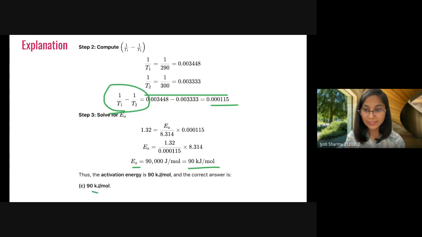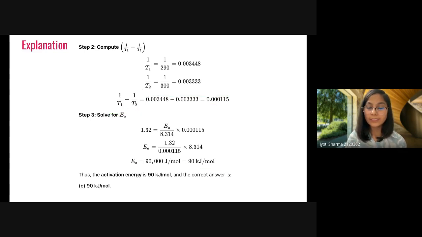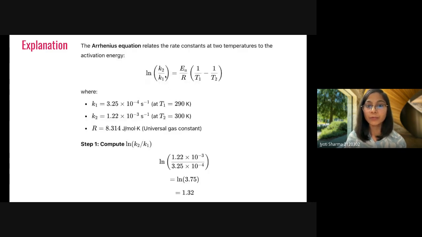I think this is clear. Should we go further? Is it clear? This was nothing but a very simple formula. The formula is natural log of K2 upon K1 is equal to activation energy upon gas constant multiplied by 1 by T1 minus 1 by T2. Based on that formula, we can calculate the activation energy.